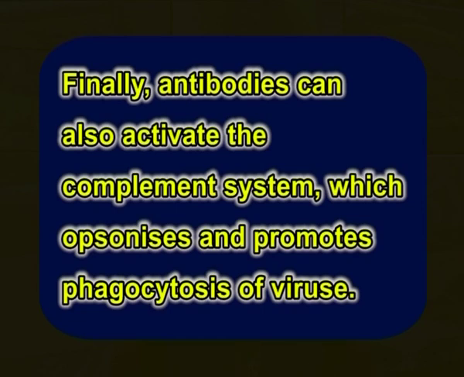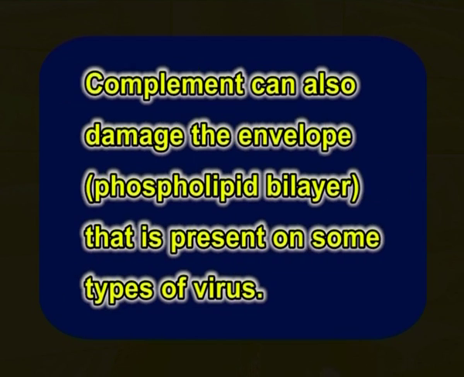Finally, antibodies can also activate the complement system, which opsonizes and promotes phagocytosis of the virus. Complement can also damage the envelope, the phospholipid bilayer that is present on some types of viruses.